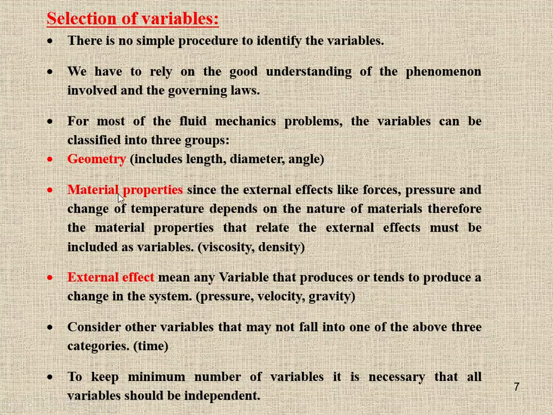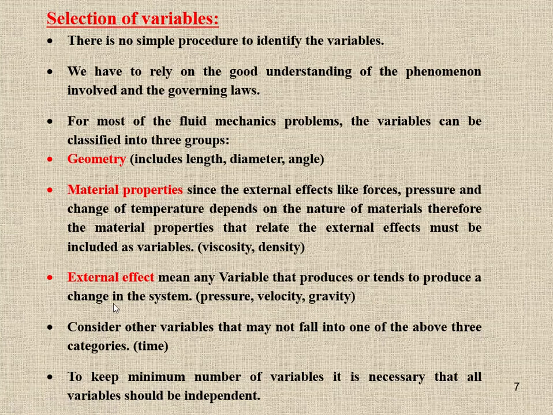Second, material properties, since the external effects like force, pressure and change of temperature depend on the nature of the material. Therefore the material properties that relate to the external effect must be included as variables, just like viscosity, density, surface tension, weight density, specific weight. All of them are material properties that I explained to you during the selection of repeating variables.